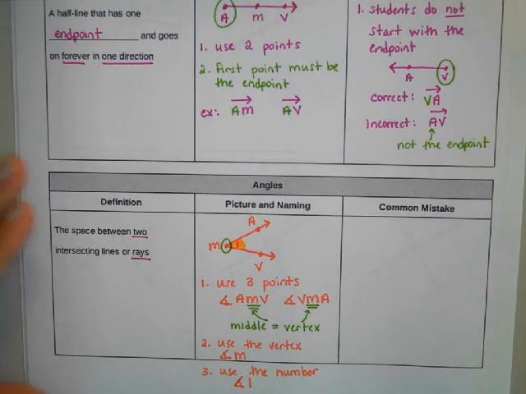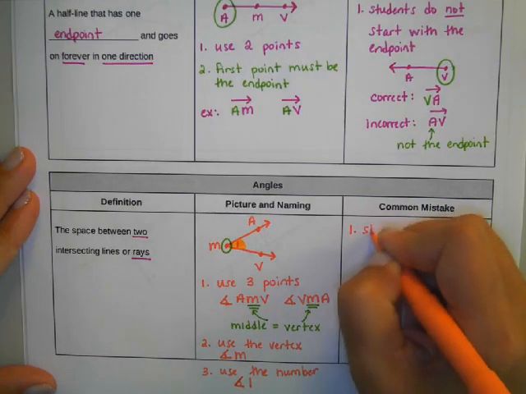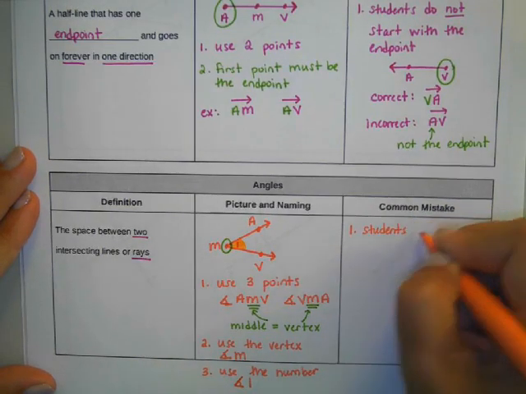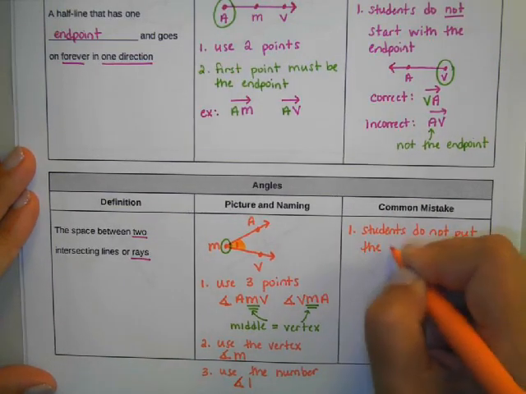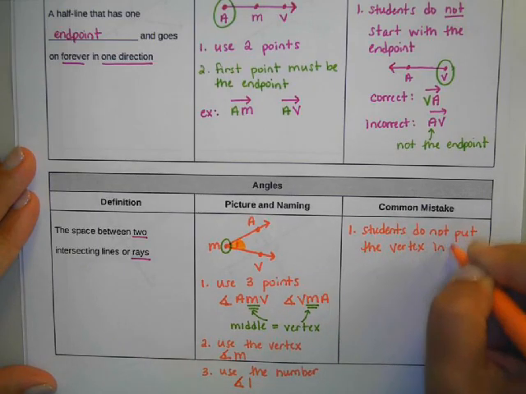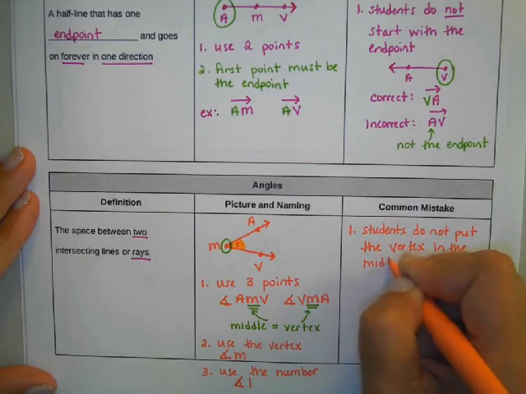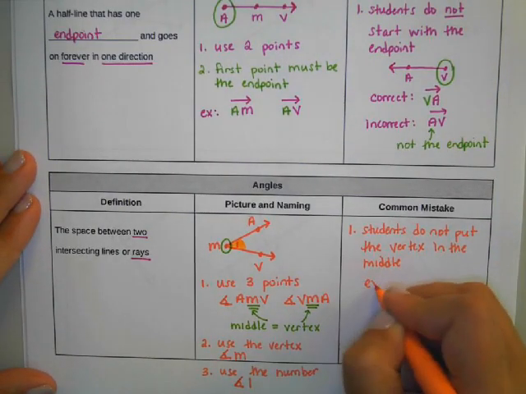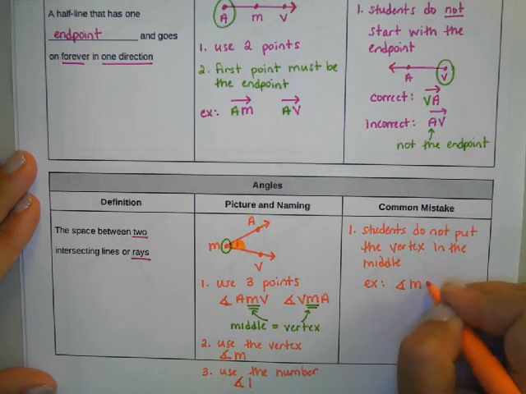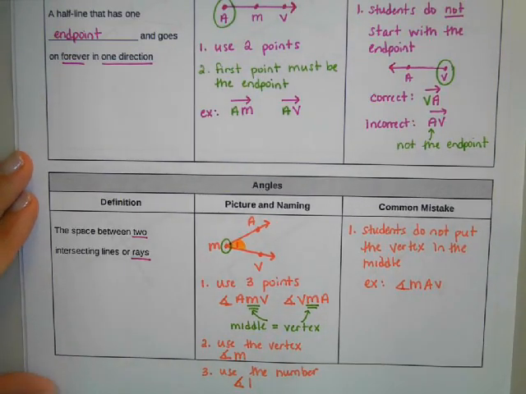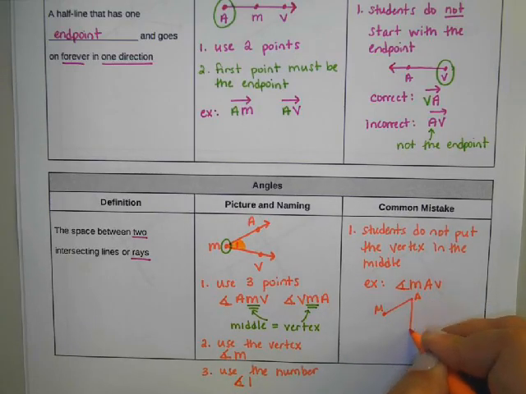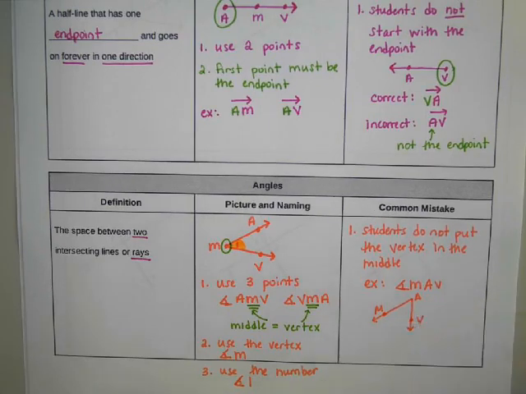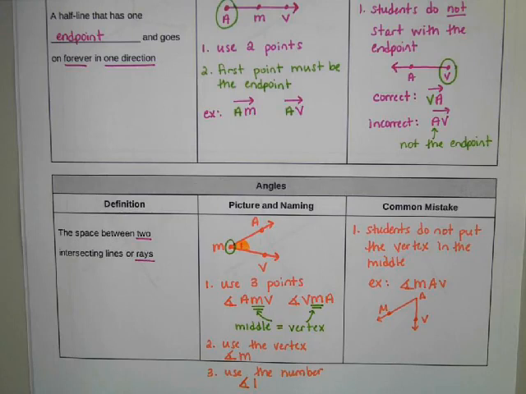Now, common mistakes that I often see are that students do not put the vertex in the middle. So for example, some students would want to name this angle MAV. But if I was to draw angle MAV, it would have to start at M, go towards A, and then go towards V. And so that would be a very different angle. So that's not okay. You can't start with the vertex. You have to put the vertex in the middle.